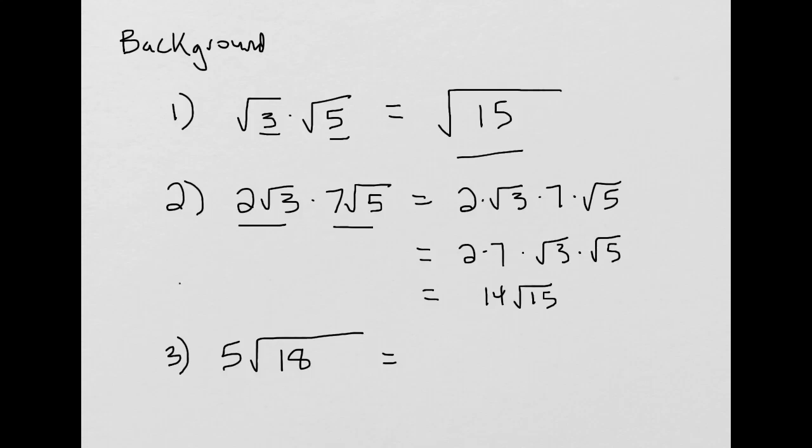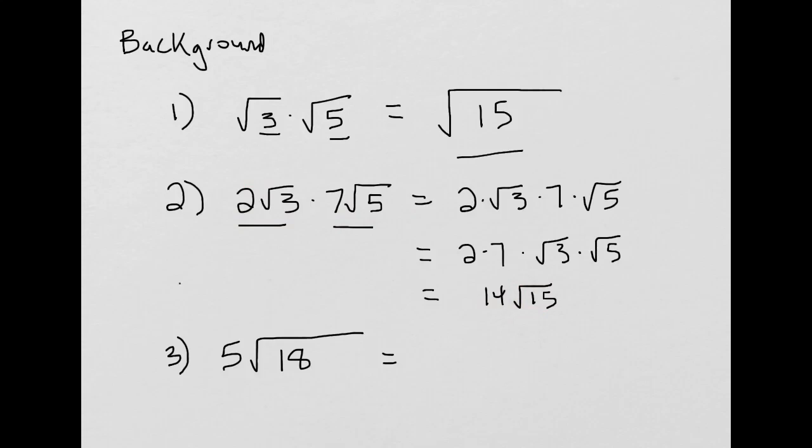What's the shortcut for getting there? Well, when you look at my original product, notice that the 14 just comes from multiplying the 2 with the 7. So that gives me the 14. And then the square root of 3 times the square root of 5 gives me the number under the square root over here. So I end up with the square root of 15.